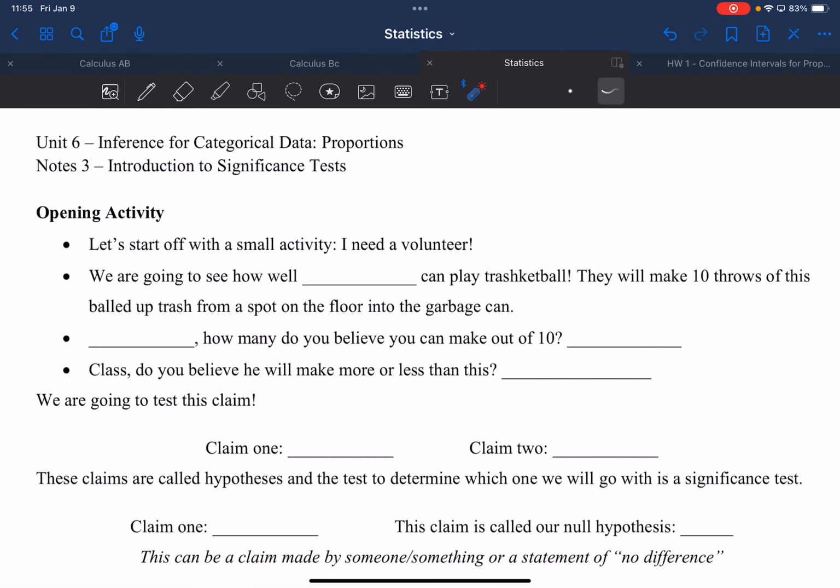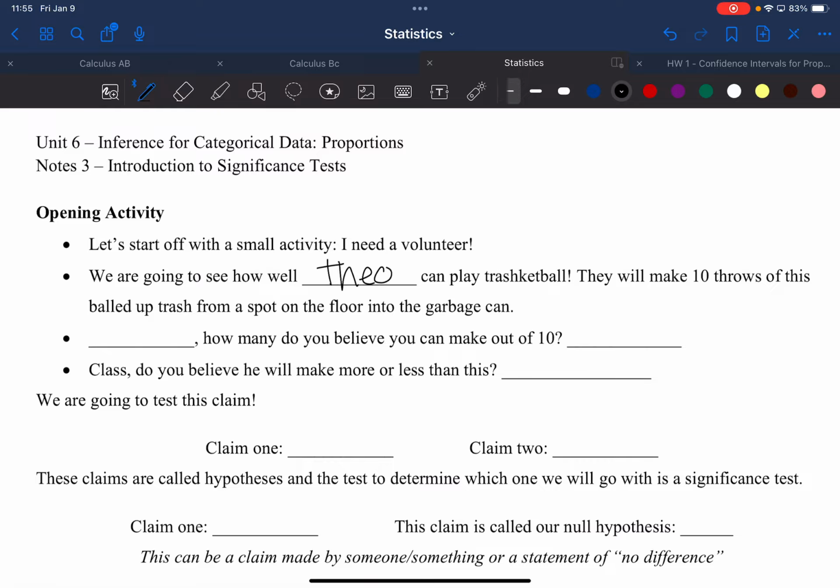Okay, so for notes 3, it's Introduction to Significance Tests. And we're starting off with Theo as our volunteer. So we're going to write his name down here. And we're going to see how well you can play trash ball. You're going to get 10 opportunities to try to make it in the forgotten work bin over there with your awesome trash ball here.